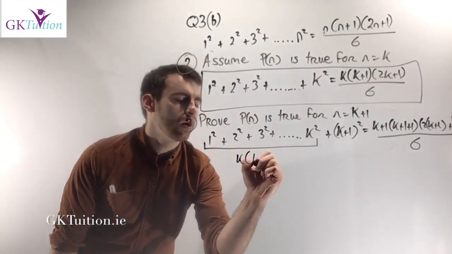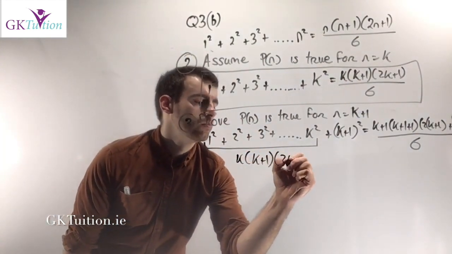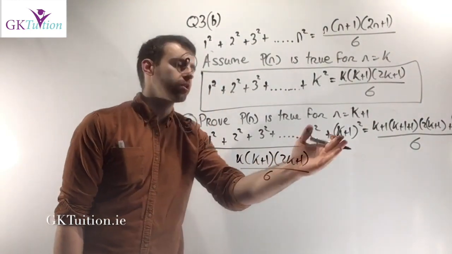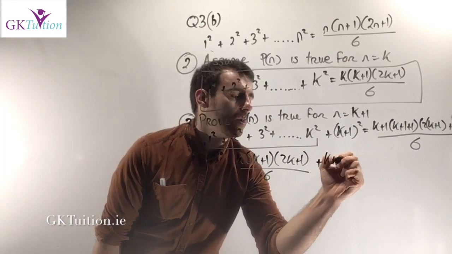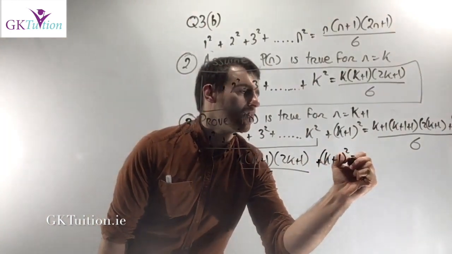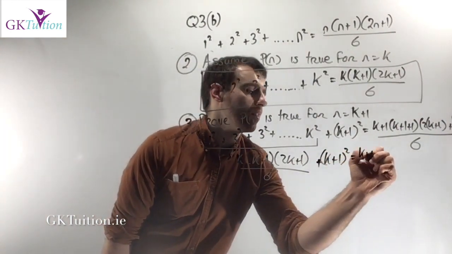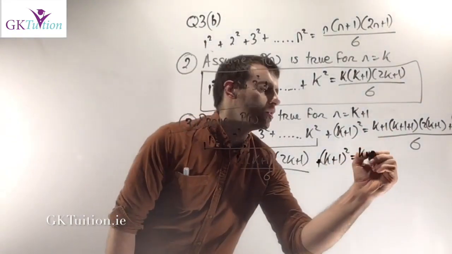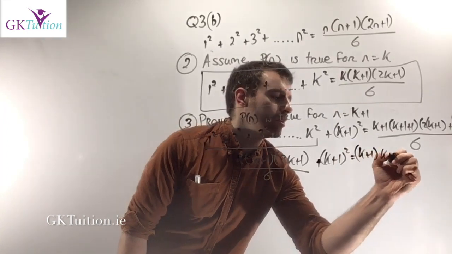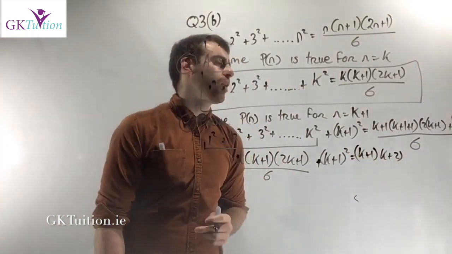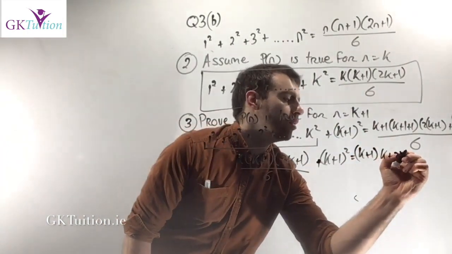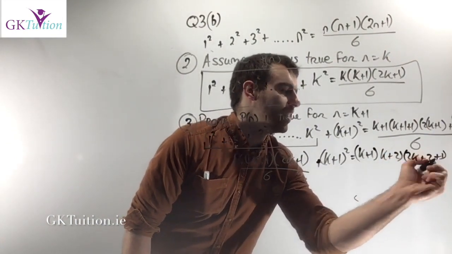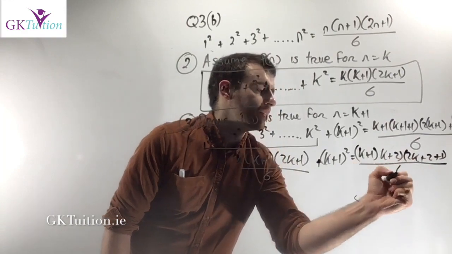It becomes k times k plus 1 times 2k plus 1 divided by 6. Then I have one more term, the extra term that I added on, which is k plus 1 squared. If I simplify the right hand side, I have k plus 1. The second bracket is k plus 1 plus 1, which is going to become k plus 2. And in the third bracket, I have 2 times k plus 1, which is going to become 2k plus 2. And then I also have a plus 1 at the end. And I divide all of that by 6.